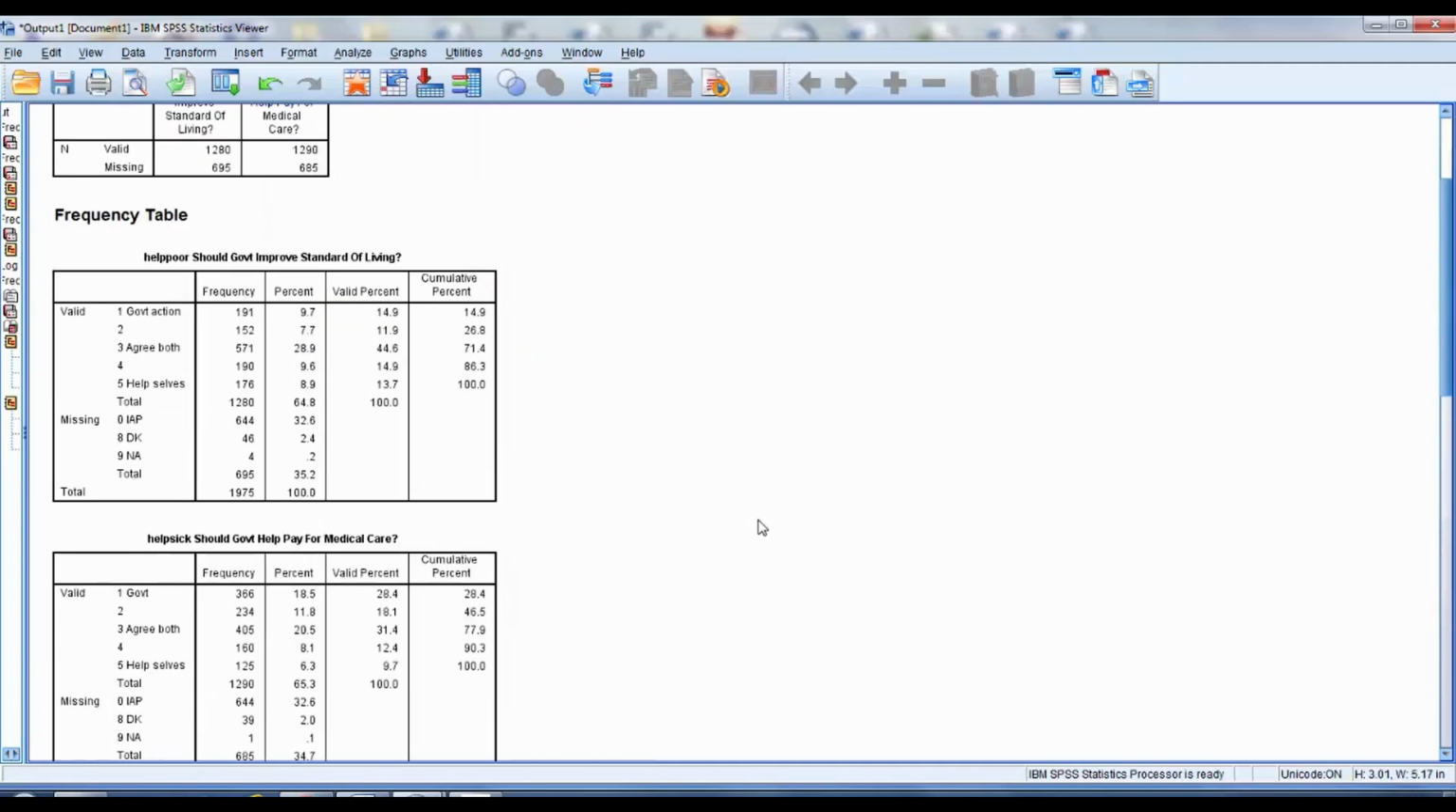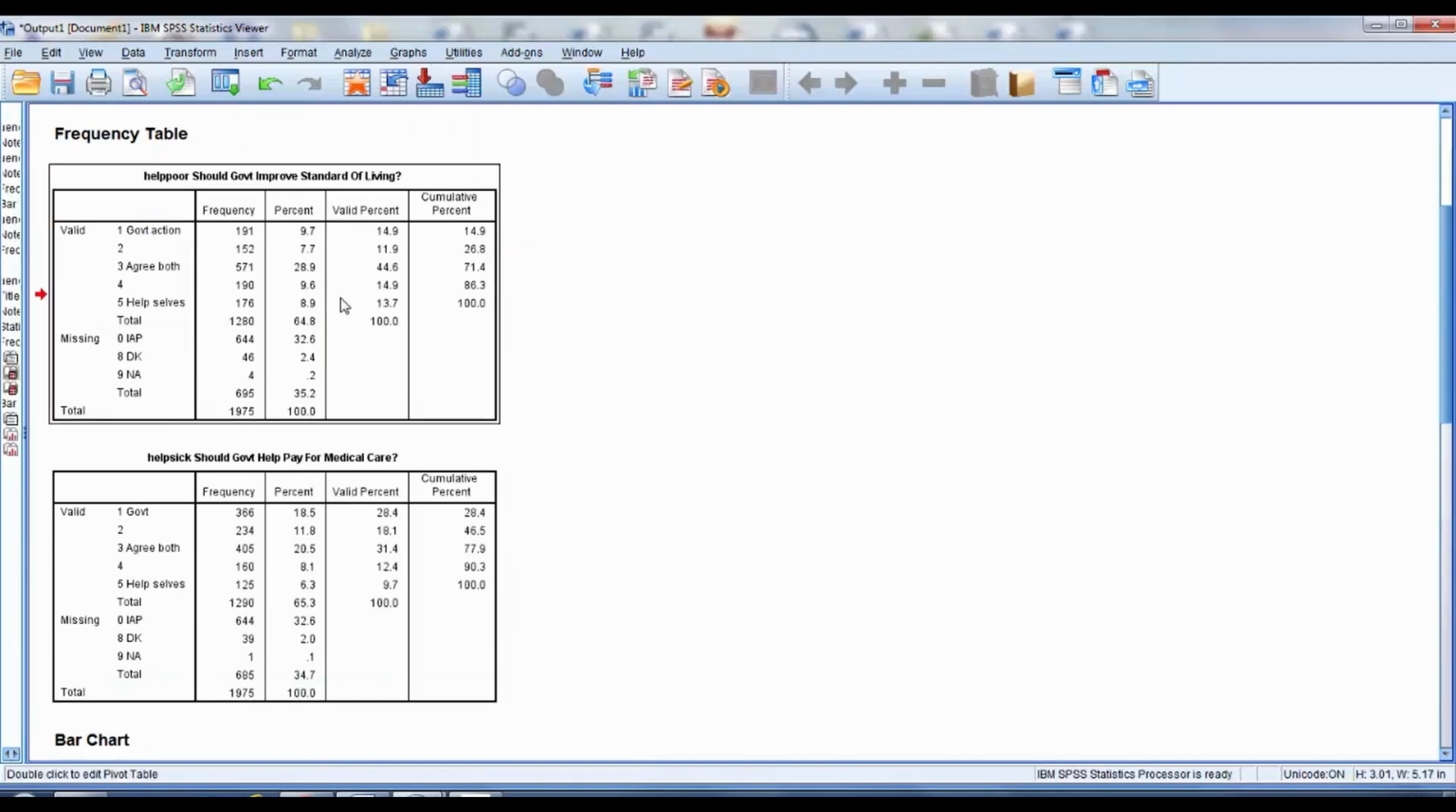Let's go up to the tabular data. This is the government should improve standard of living. That's help poor. You'll notice here are the valid percents. Let's focus on those. Remember, percent can be misleading because it also includes missing cases. And here we have 14.9, 11.9, and then very prominently displayed 44.6 is the modal value.